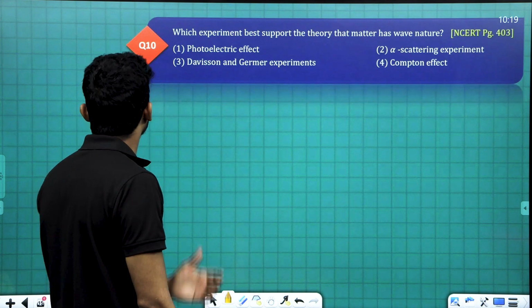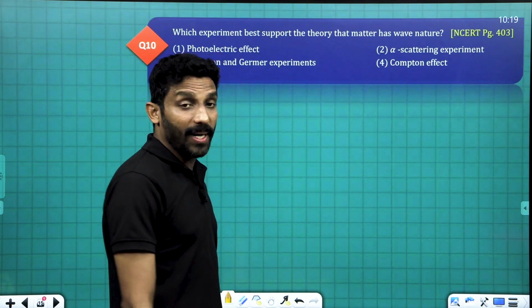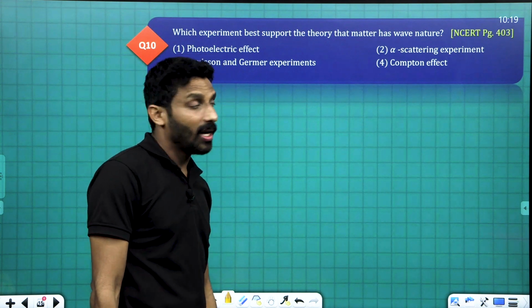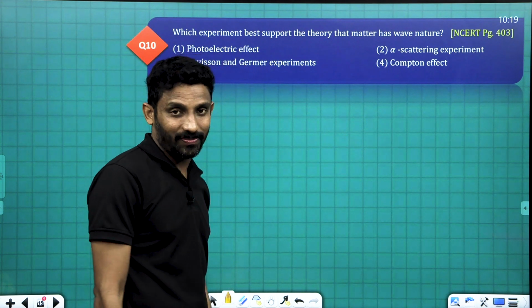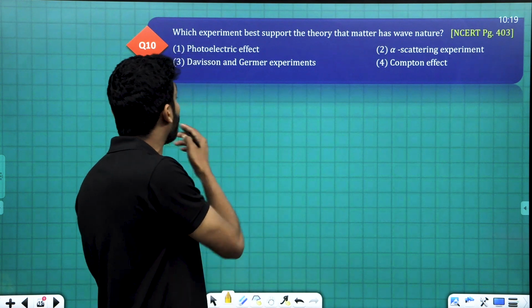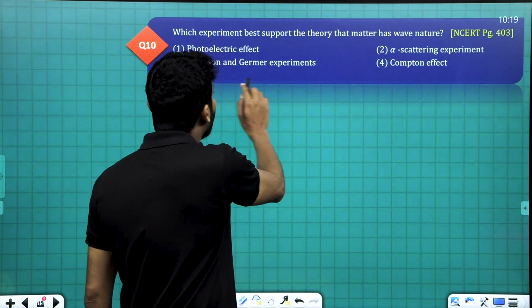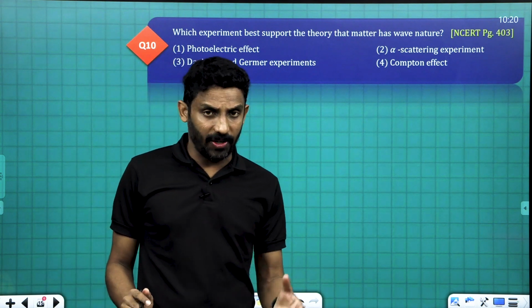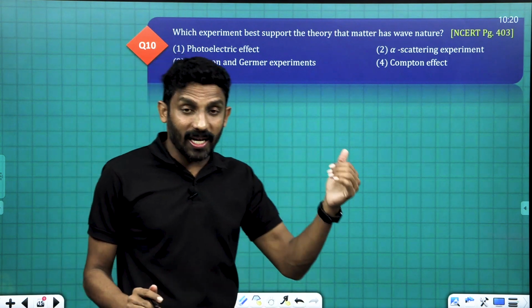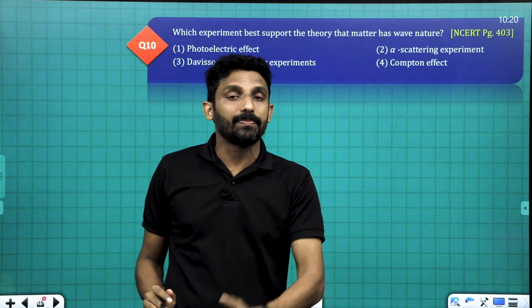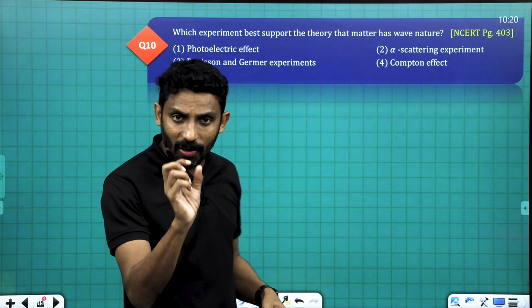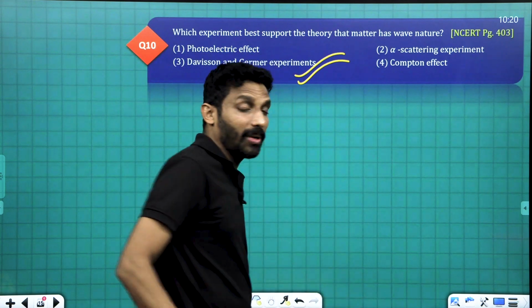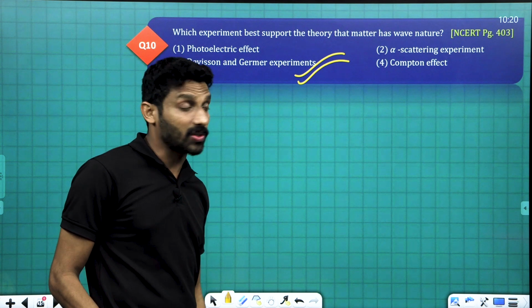The next. Which experiment best supports the theory that matter has wave nature? Matter has wave nature is supported by the Davisson and Germer experiment. For that they were awarded the Nobel Prize. Davisson and Germer experiments proved that electrons have wave character. It is an important experiment in the history of science.